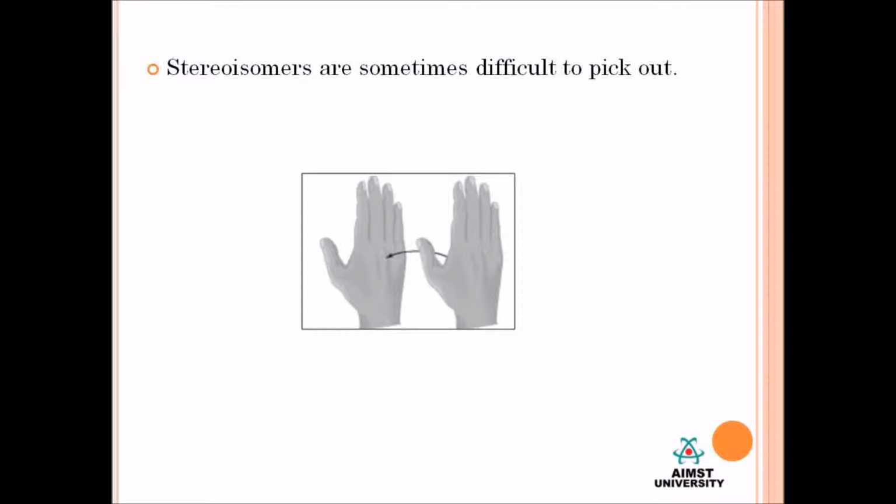Sometimes it's very difficult to pick out the stereoisomers. Use your hand as an example. Your right hand can be superimposed on someone else's right hand with no problems. When you arrange your hands in this way, the fingernails, palms, and thumbs are all on the same side.